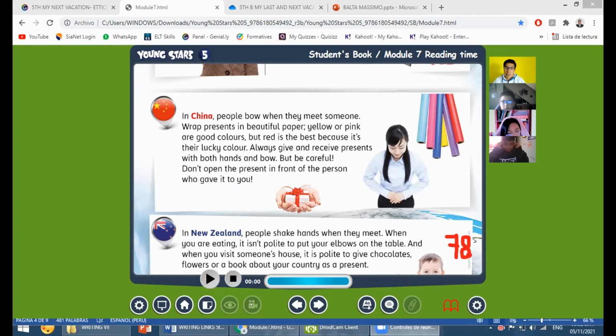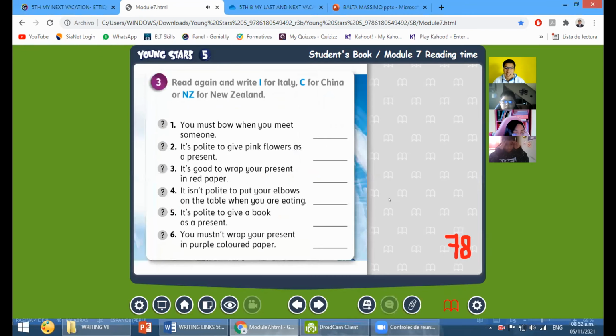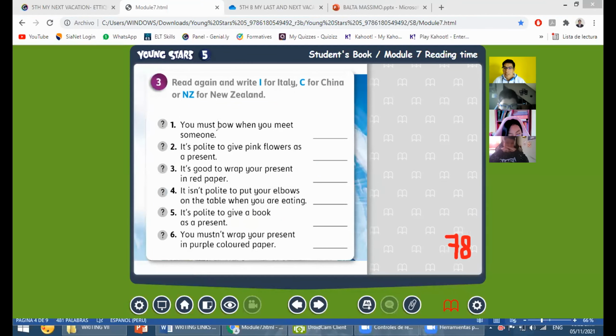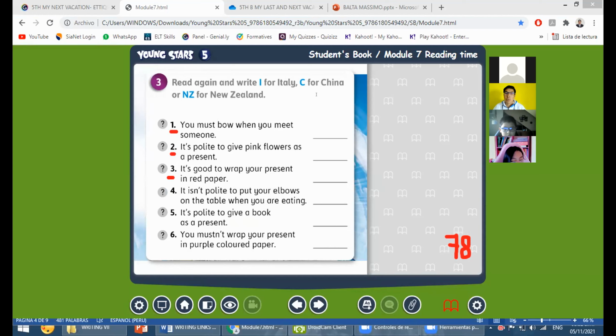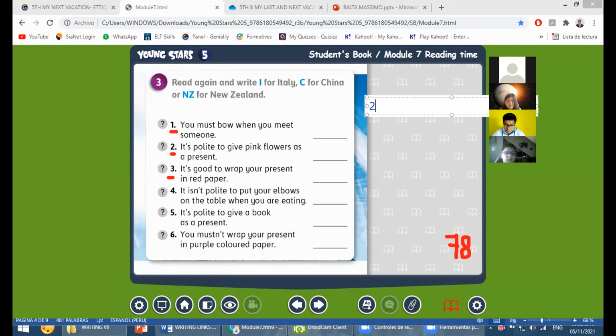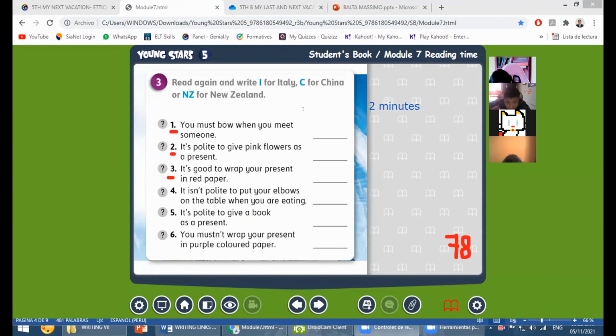Well, my friends, read the article one more time, please, because you need to tell me which country these sentences are for. Okay? Number one is from China, from Italy, or from New Zealand? And number two, the same. For Italy, for China or for New Zealand? And number three, the same. Okay, please read the article one more time. I am going to give you 2 minutes. And if you finish, raise your hand because you're going to participate, okay? But first, complete in your books.